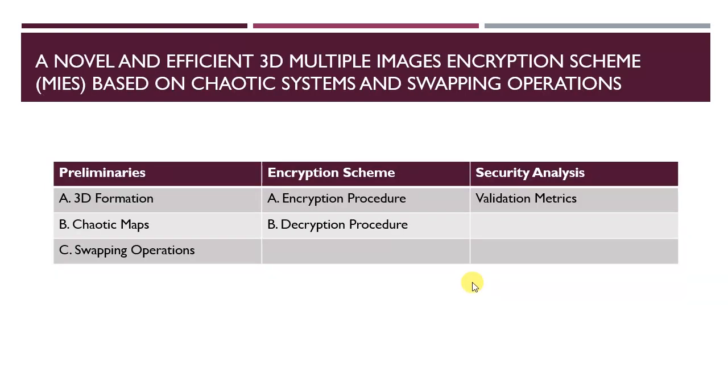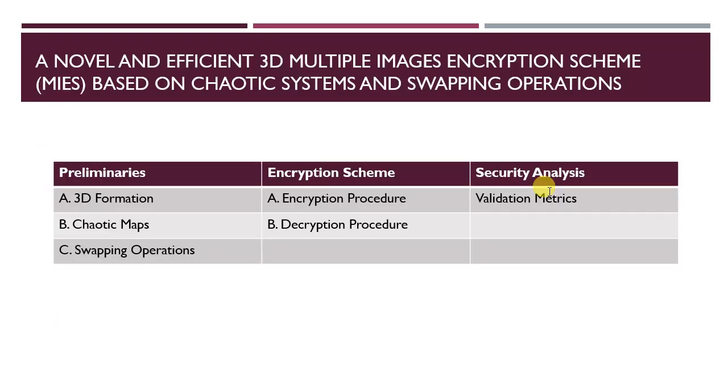So now we are starting our paper, a novel and efficient 3D multiple images encryption scheme based on chaotic system and swapping operations. In preliminaries, we will focus on the 3D formation, that is, how multiple images are converted into 3D format. Then we will study the chaotic maps. Then we will study the swapping operation. In the encryption scheme, we will study the encryption procedure, then the decryption procedure, and in the security analysis, we will study the validation metrics. So these are the basis of this paper which we will study.